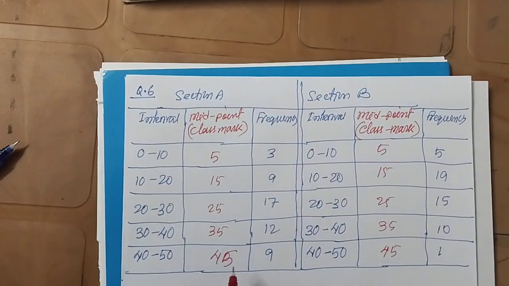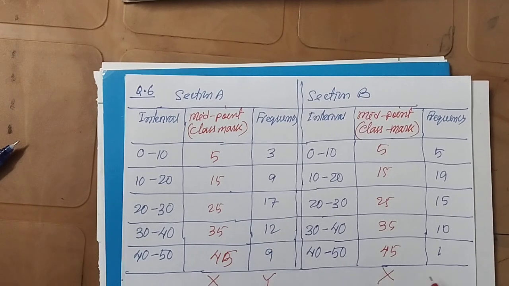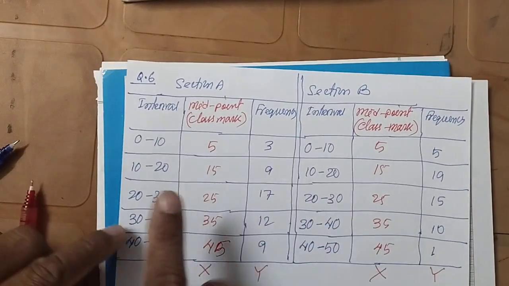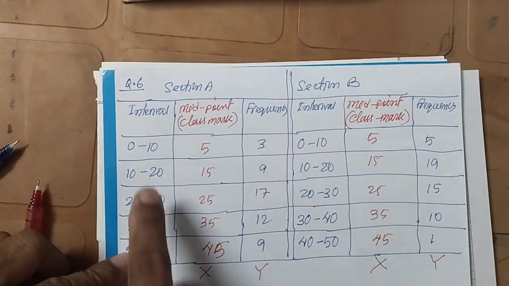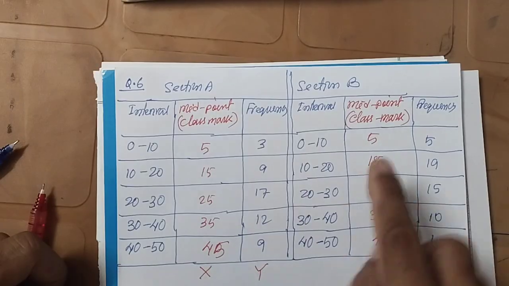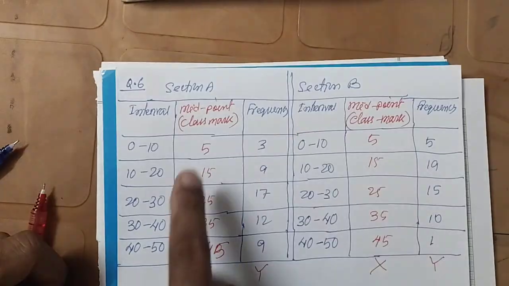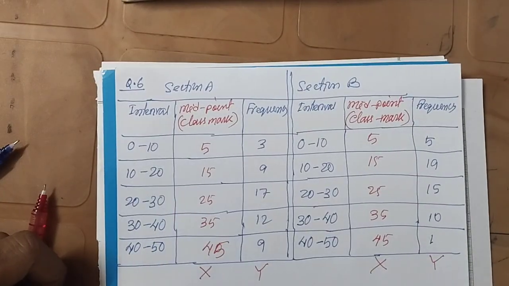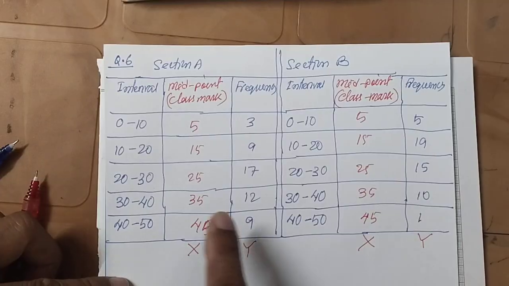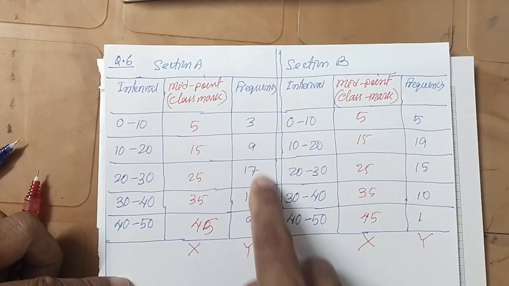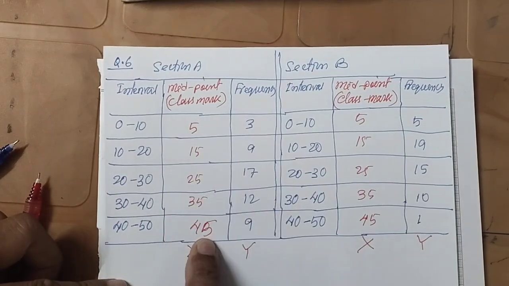So we have to draw like before. Midpoint will be along the x-axis and frequency along the y-axis. Same here, midpoint is along x, frequency along y. You see the midpoints are exactly the same. Intervals are the same for both the sections, 0 to 10 up to 40 to 50. So these intervals are exactly the same for both sections, and frequency will be along the y-axis and midpoint along the x-axis.